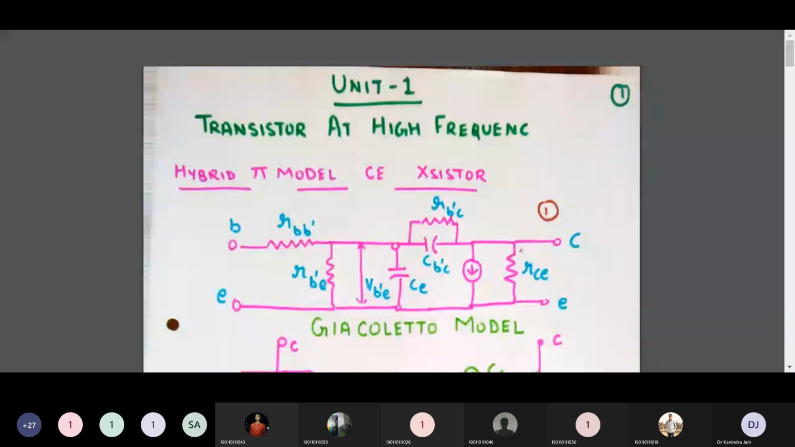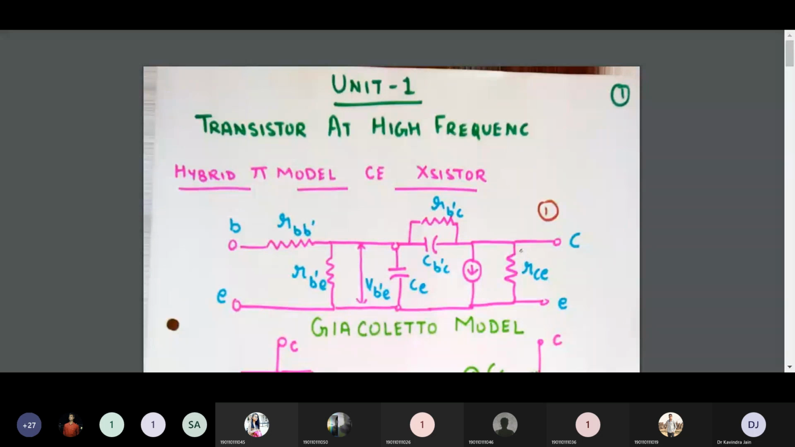Yesha, are you having any problem? Sir, can you please repeat after therefore it is necessary. To analyze transistor at each stage and at each frequency levels. Thank you, sir. Next point.